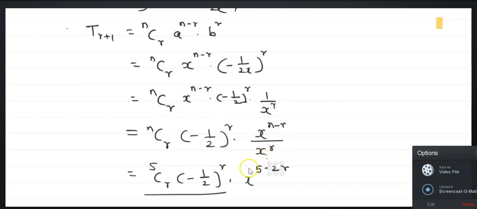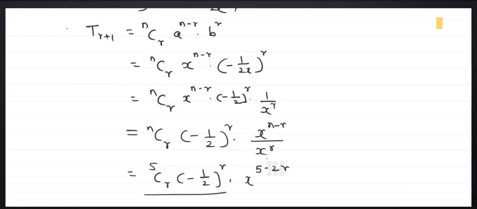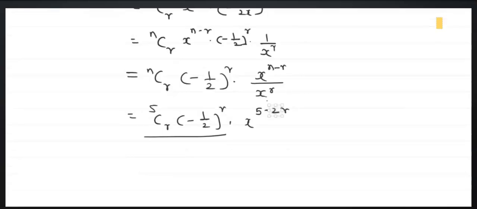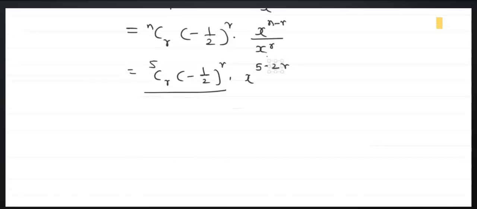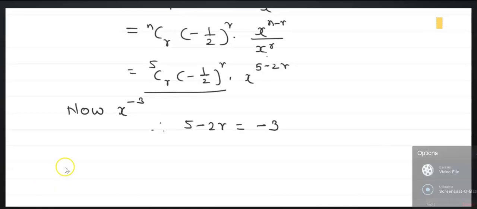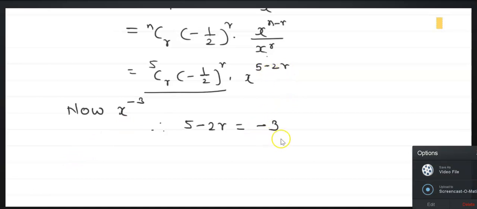Now see this calculation. This is the x raised to n minus r upon x raised to r. Therefore, we can calculate. Now what is the value of n? n is equals to 5. We have substituted 5. That is 5Cr (minus 1 upon 2) bracket raised to r into x raised to 5 minus 2r. Therefore, we will get here, now we require the coefficient of x raised to minus 3. Therefore, 5 minus 2r is equals to minus 3.